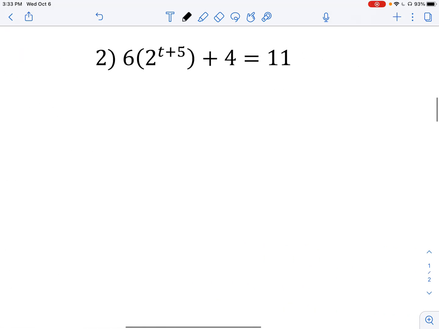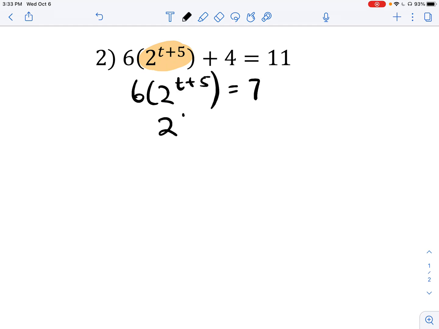Let's go ahead and try this problem here now. Again, my goal is to try to isolate my exponent. So I'm going to write this as 6 times 2^(t+5), subtract 4 from both sides, which is 7. 2 raised to the power of t plus 5 is equal to 7 over 6. Now that I've isolated my exponent, I'm going to take the log of both sides. Let me actually move this over so I can just do that.